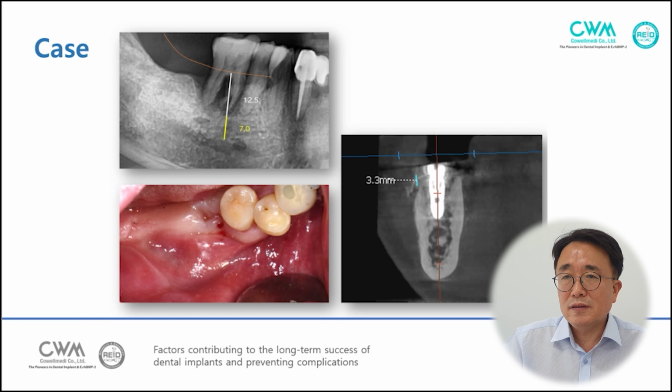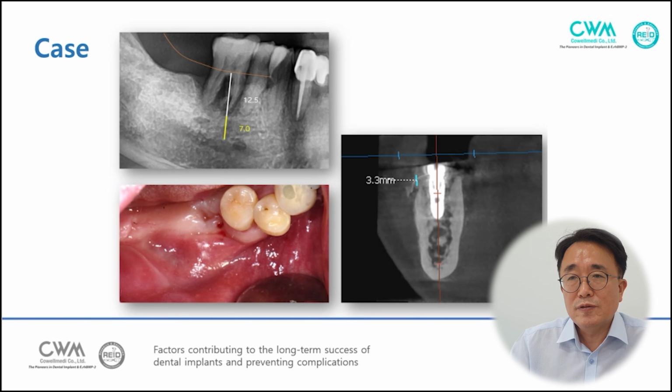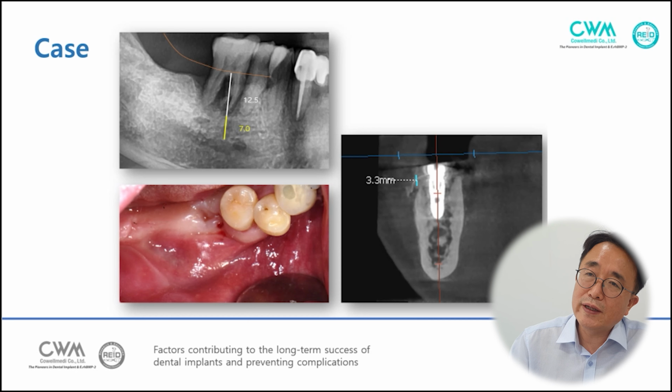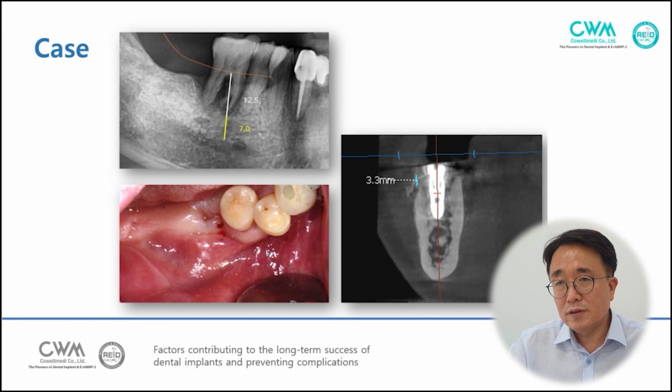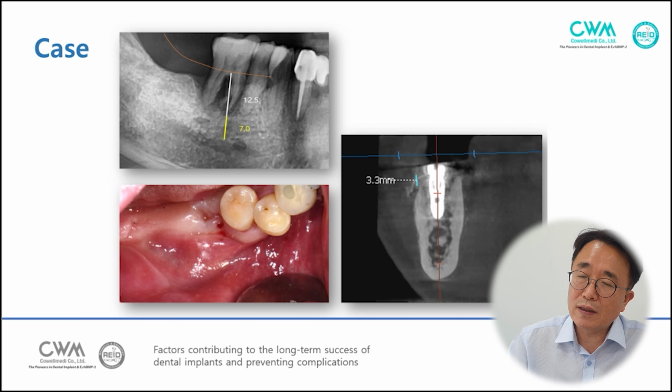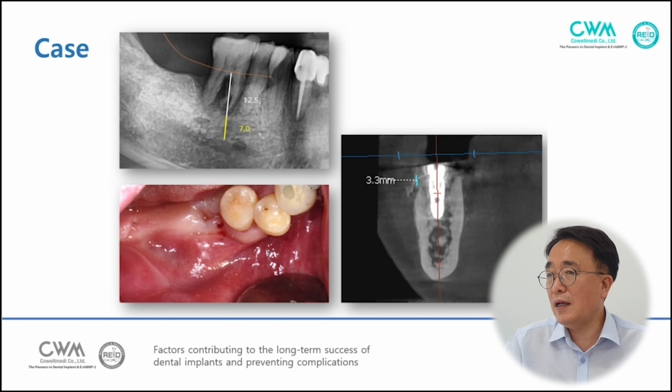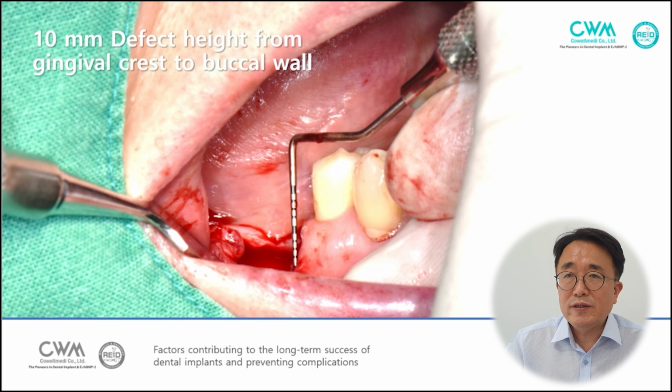In this case, the large socket bone graft was resorbed, and after 3 weeks the buccal bone was already resorbed, and the buccal gingiva collapsed into the lingual side. So the implant was placed, and then the bone was grafted about 3.3 millimeters in vertical height, with a 10 millimeter defect height from the gingival crest to the buccal wall.